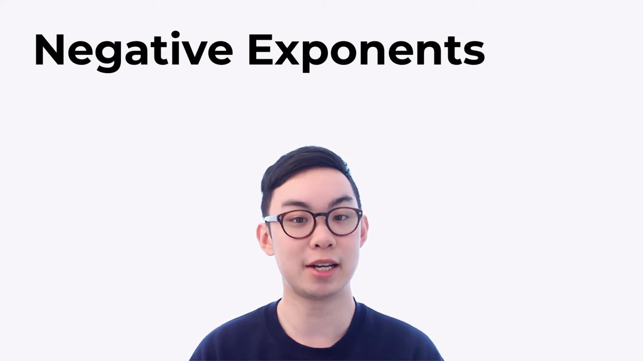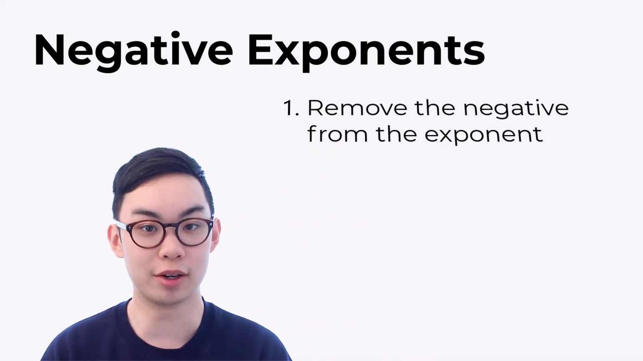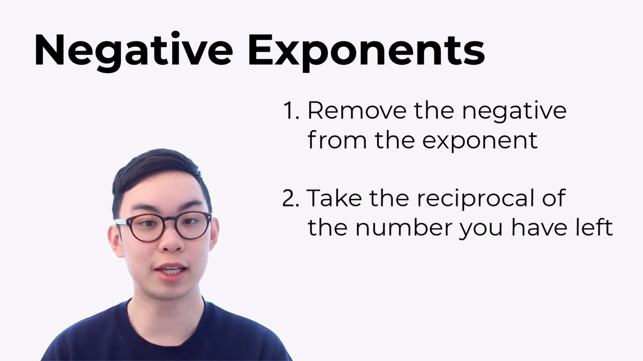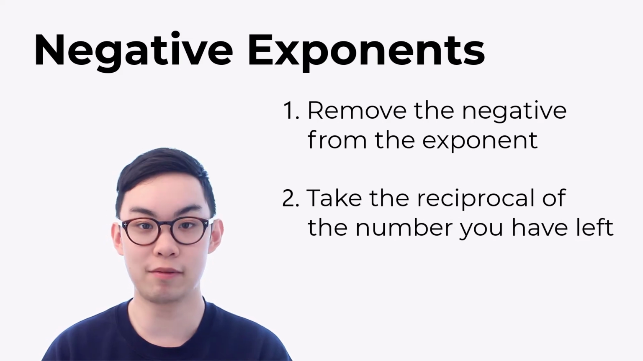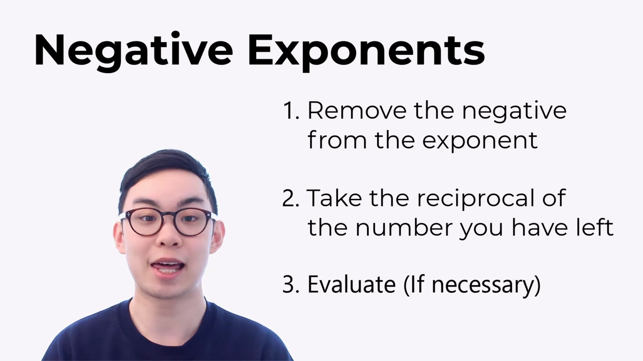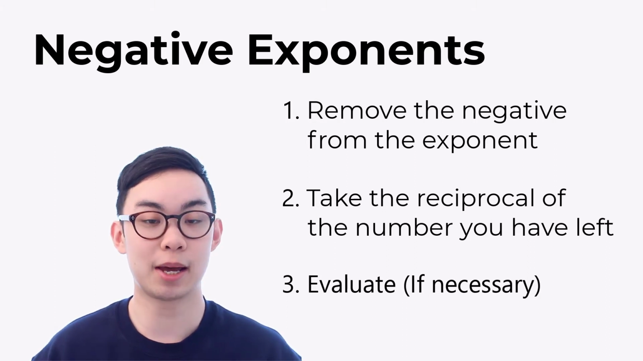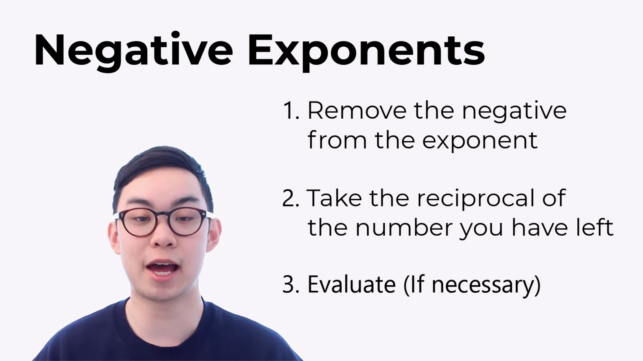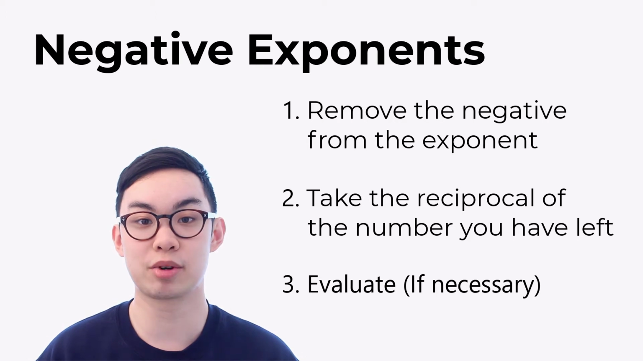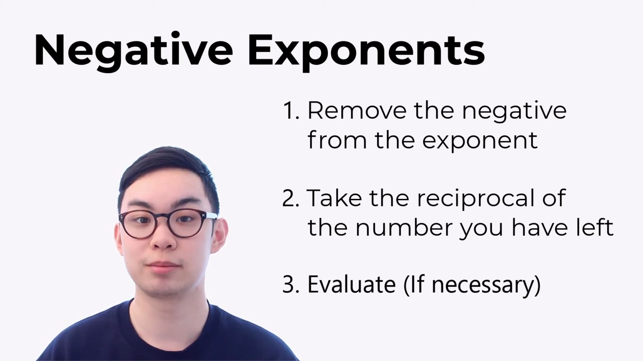So, whenever you see a negative exponent, I want you to remember this three-step process. Step 1. Remove the negative from the exponent. Step 2. Take the reciprocal of the number that you have left. And step 3 is evaluate if necessary. That last step, evaluate as necessary, all I'm really saying is sometimes you don't need to evaluate, as in algebraic expressions. Let's take a look at some examples where we can apply this three-step process and see where we can evaluate and where we won't.